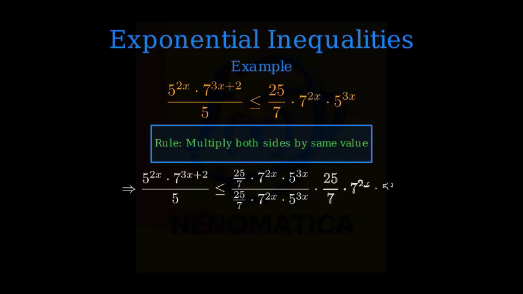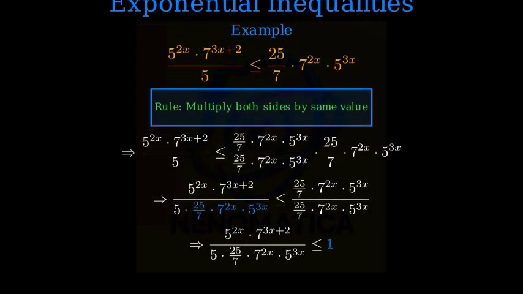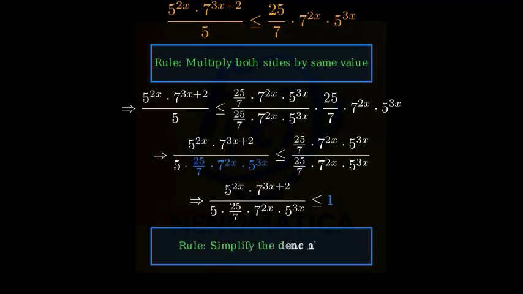First, we'll move all terms to one side to compare with 1. We start by multiplying both sides of the inequality by 5 and dividing both sides by the right side expression. The right side simplifies to 1. Let's rewrite our inequality. Now, let's simplify the denominator.